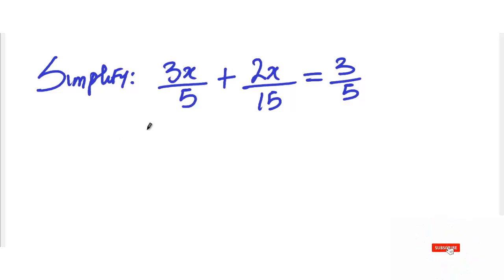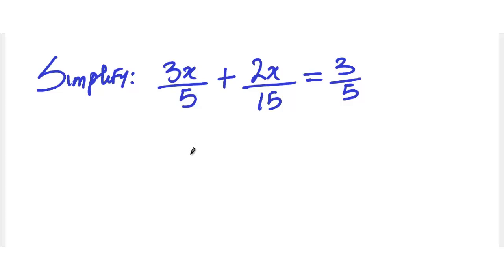All right, in this video, we are required to simplify this particular equation. I call it an equation because of the presence of this equality sign. Well, it is called simplify, but basically you can still call it solve. Basically, we are looking for the value of x that will make the sum of these two terms equal to 3/5.